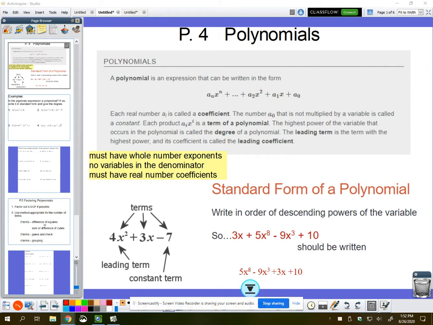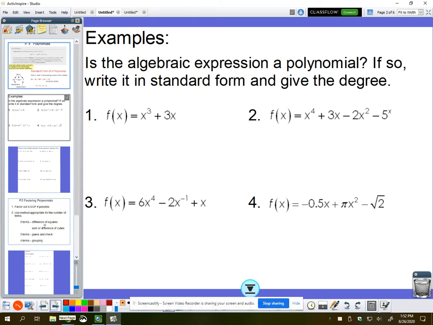All right. So what is this going to look like in your assignment? You're going to be given some functions, and you're going to have to say, is it a polynomial or not? If it is a polynomial, can you put it in standard form? Can you give me the degree? So number one, we have pretty exponents, so all whole numbers, and the coefficients are real. So yes, this is a polynomial. And it's actually already in standard form. And the degree is 3, because that's the biggest exponent.